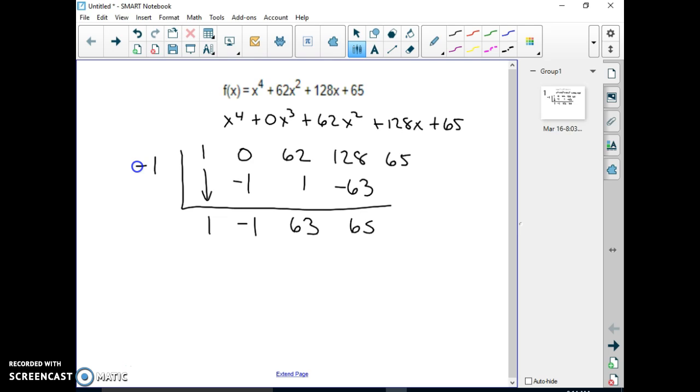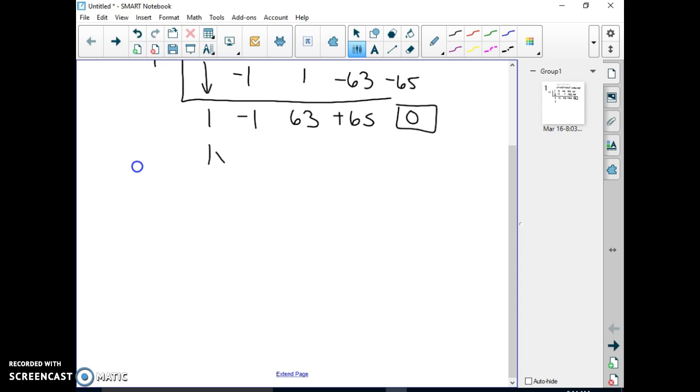I multiply negative 1 times positive 65, which is negative 65. I add, I get 0. So my remainder here is 0, which is what I expected to happen because that showed there was a 0 on the graph. So the next thing I have to do is, this is now a reduced polynomial. This polynomial is 1x cubed minus 1x squared plus 63x plus 65.